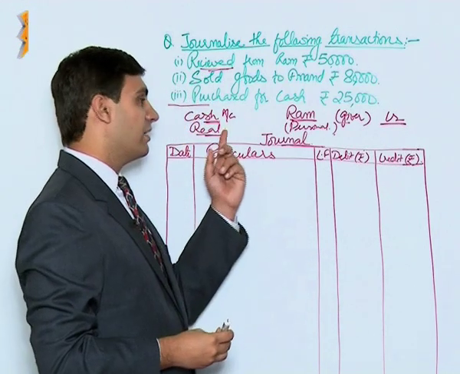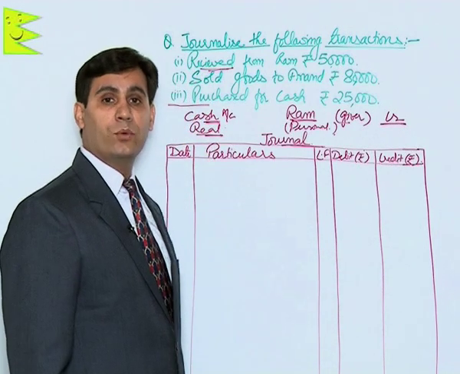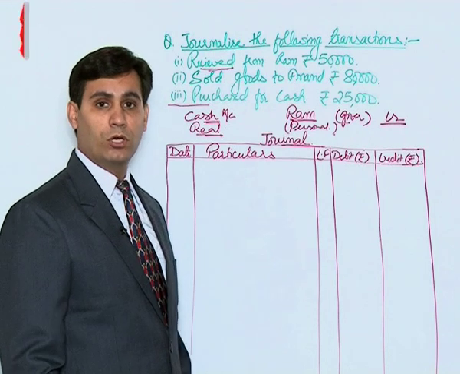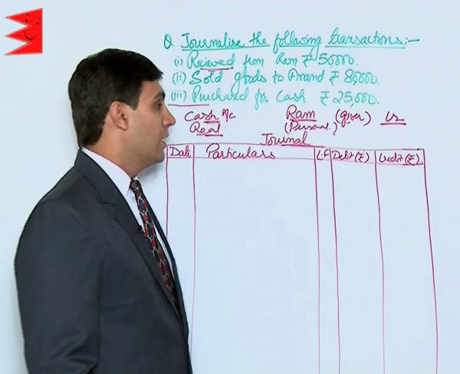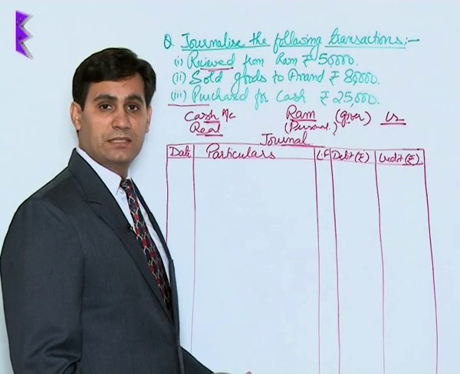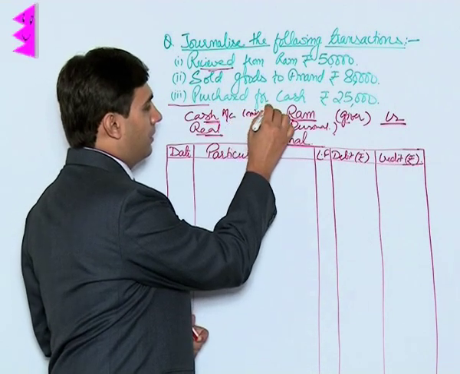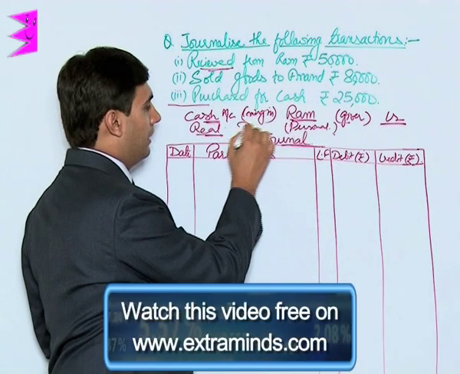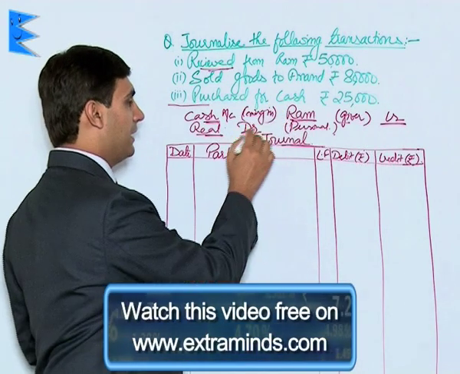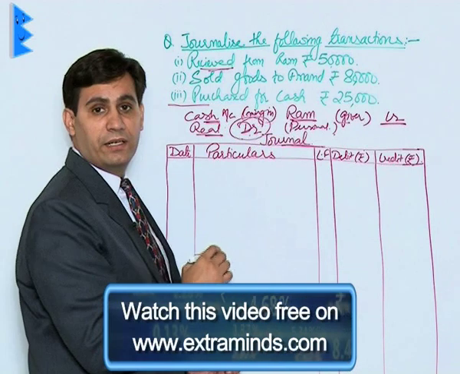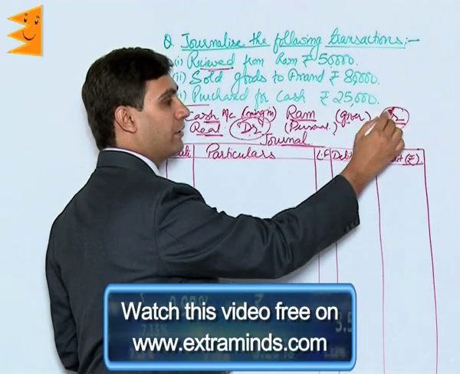Correspondingly, cash is a real account. The rule for real account is debit what comes in, credit what goes out. Since cash is coming into the business, it must be debited. So students, it is very clear that cash would be debited and Ram would be credited.